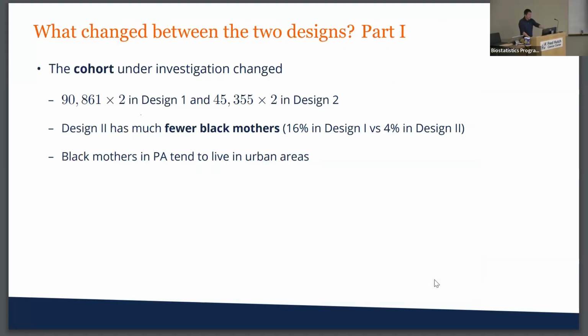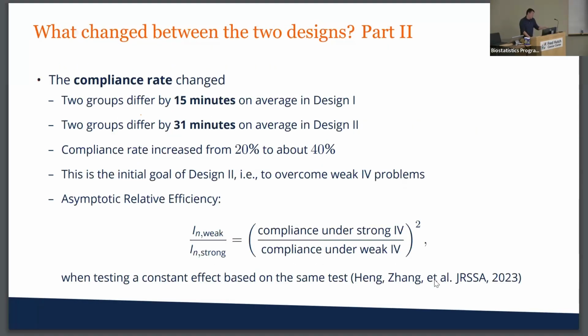Okay, but nevertheless, the population got changed. Maybe for a good reason, but at least it's a change. The second thing that is changed is the compliance rate. As I mentioned, two groups differ by 15 minutes on average in design 1, 1.5 hours in design 2, and the compliance rate as a result increased from roughly 20% in the first design to 40% in their strengthened design. This is not surprising, it's their initial goal in design 2. They want to overcome the so-called weak IV problem by designing a stronger instrument. We've never seen this before, at least before this paper. And it makes some sense, I would say, but there are some caveats.